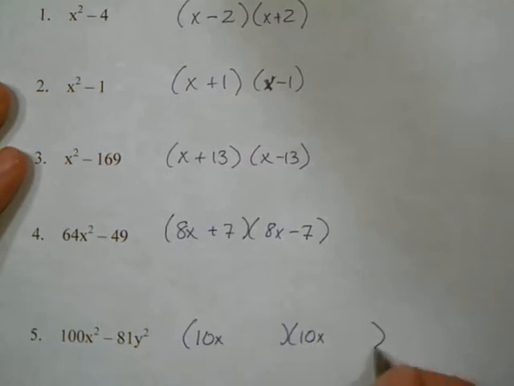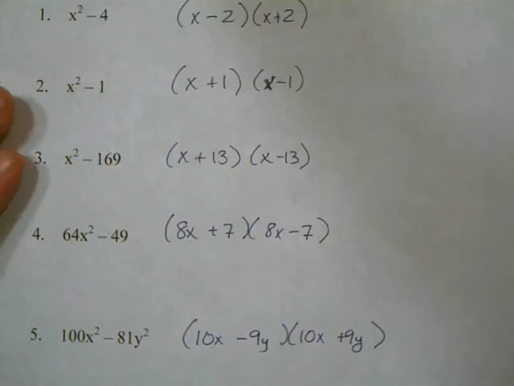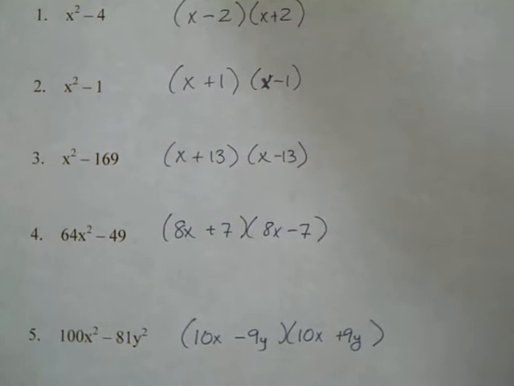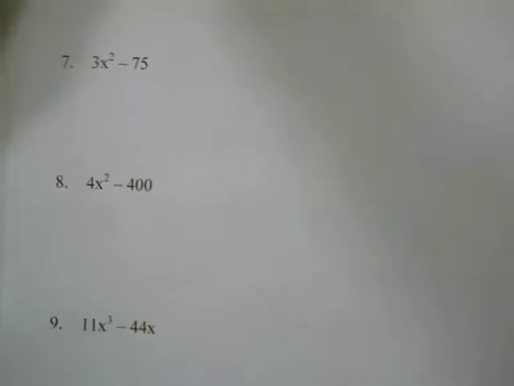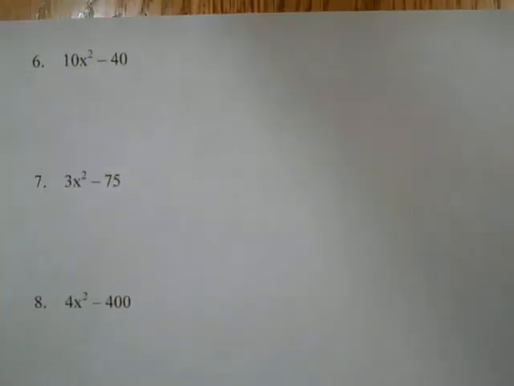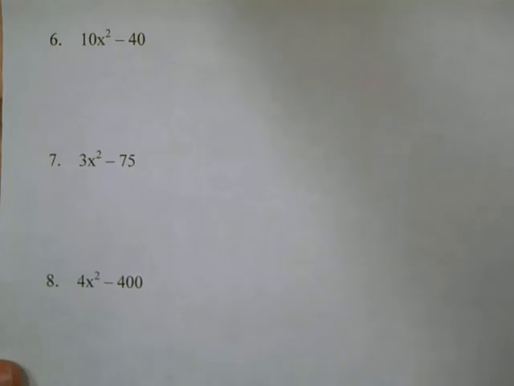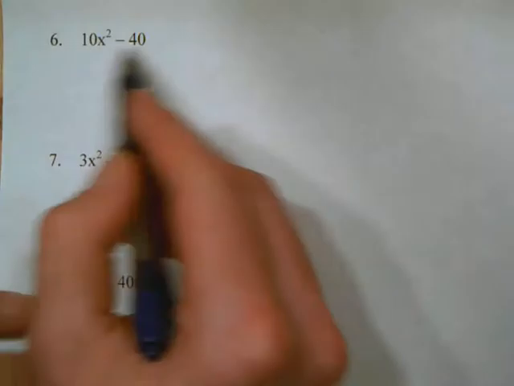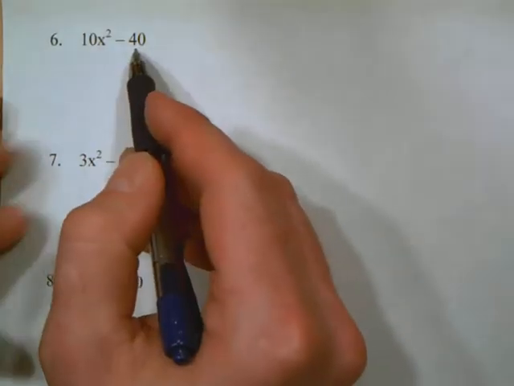Sometimes the back end will have a variable, and so long as the variable is squared, it still works. 10x times 10x is 100x squared. And negative 9y times positive 9y gets you the negative 81. So there's the conjugates for each of these problems as we move forward.